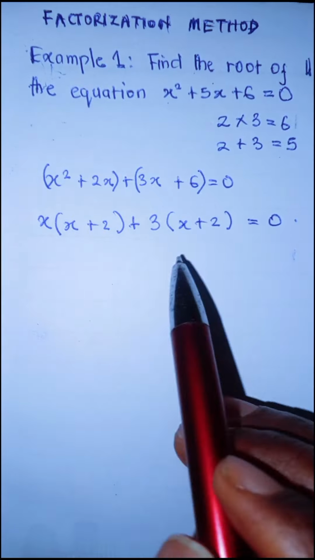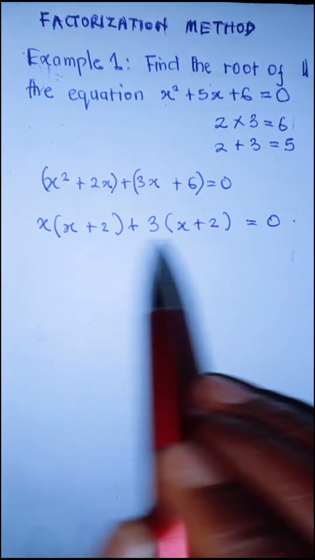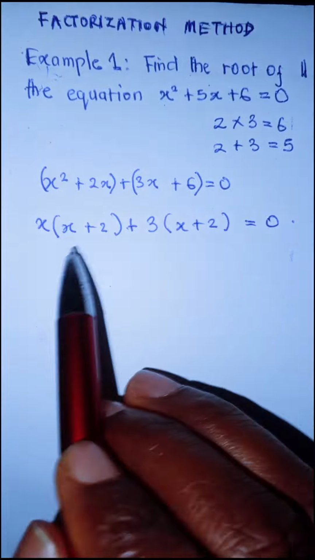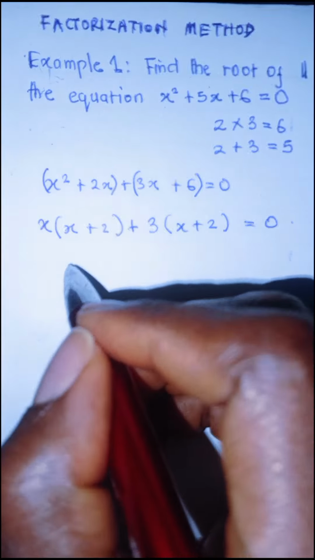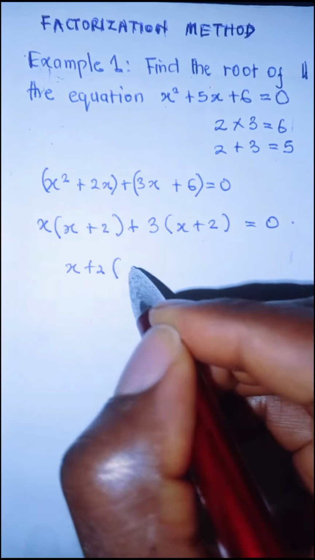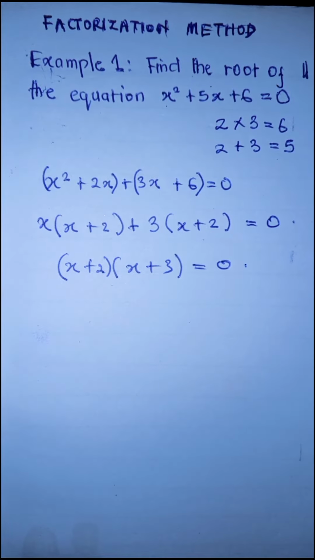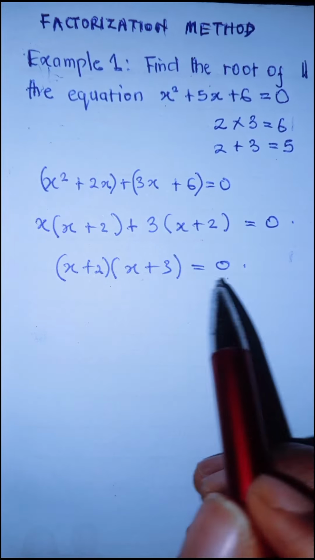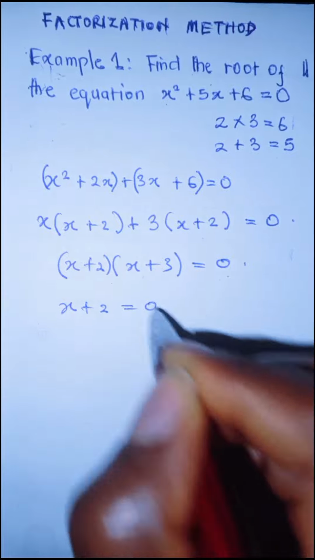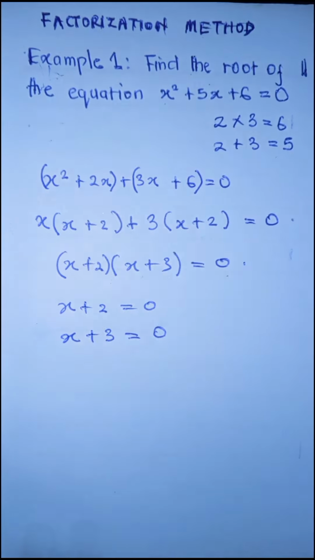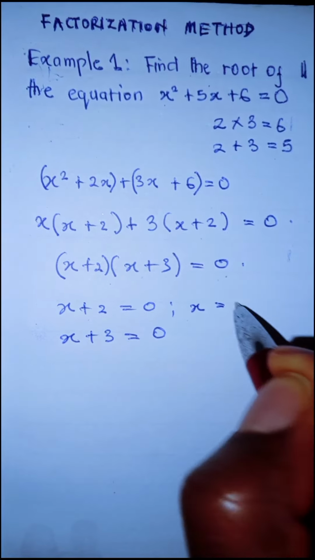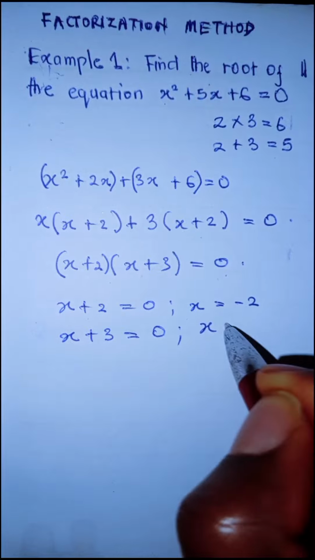So the next thing to do now is to factorize this out. X plus 2 and x plus 2 is common in this. So we're going to factorize this, because this and this is common. X plus 2 into brackets x plus 3 is equal to 0. Now the next thing to do is to equate them. This is equal to 0 and this is equal to 0. So we're going to have x plus 2 is equal to 0 and x plus 3 is equal to 0. So in this particular case, x is equal to minus 2, and in this, x is equal to minus 3.